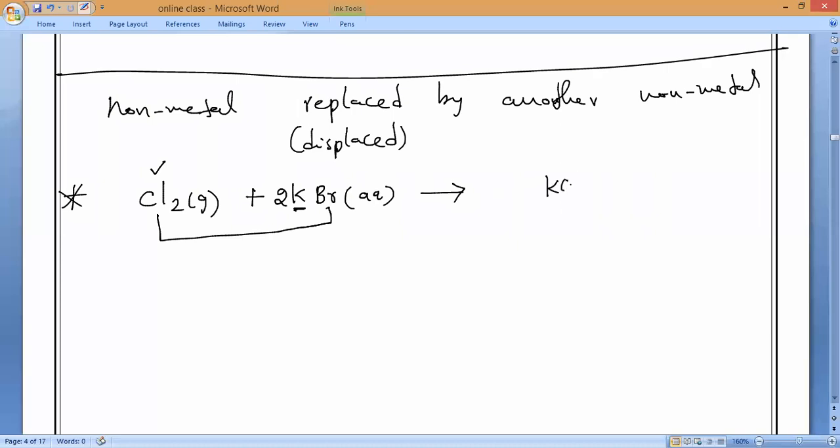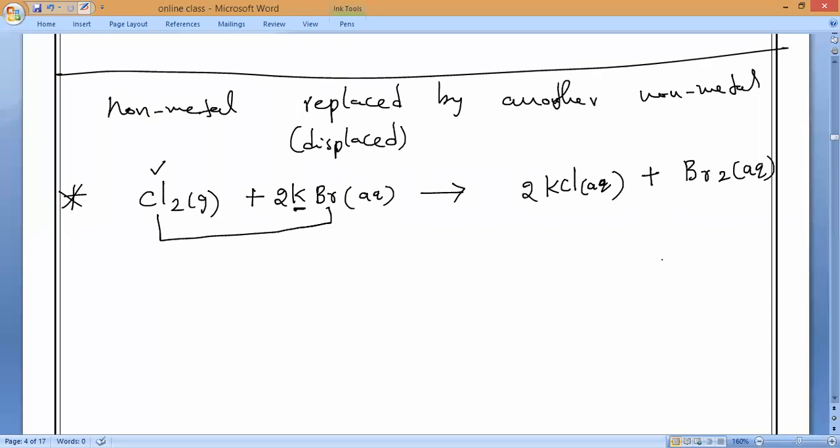So what is the product we'll get? KCl, potassium chloride, plus we are going to get what, guys? Bromine liquid. In aqueous state we are going to get it. So that is what is happening. Here chlorine is more reactive than bromine, so that reaction is carried out.